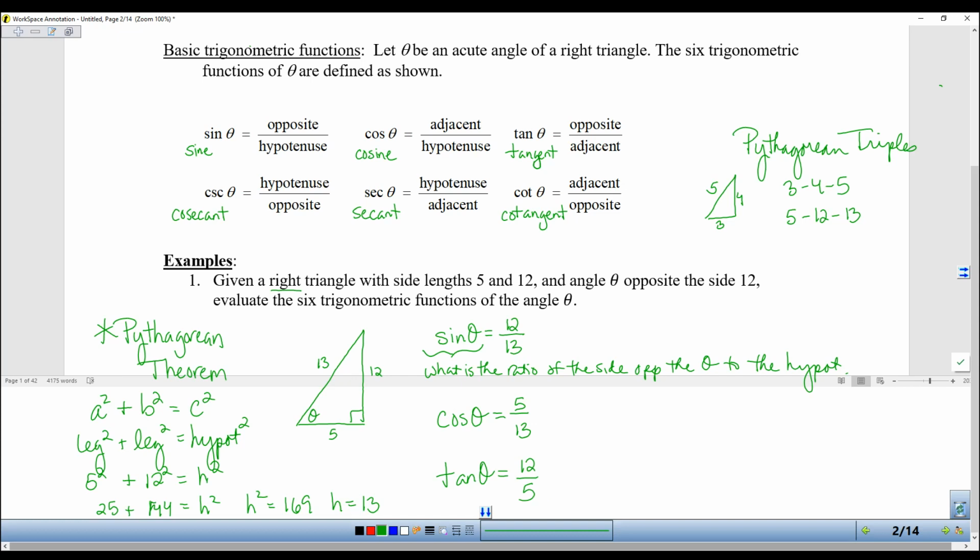The other three are not used anywhere near as often, and I always write these three first because the other ones are just the flips. So cosecant of theta is the flip of sine because it's hypotenuse over opposite. And secant of theta is the flip of cosine. So it's hypotenuse over adjacent. And cotangent is the flip of tangent, so it's adjacent over opposite. There you go. Let's do another one.